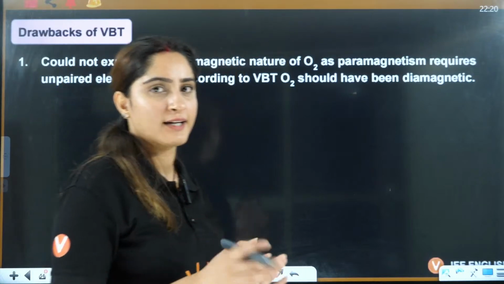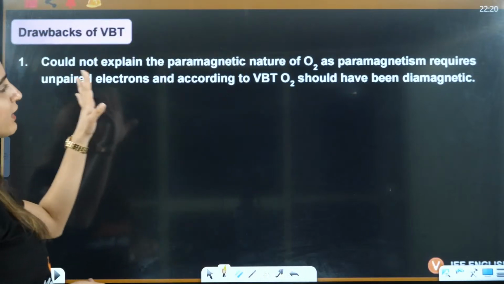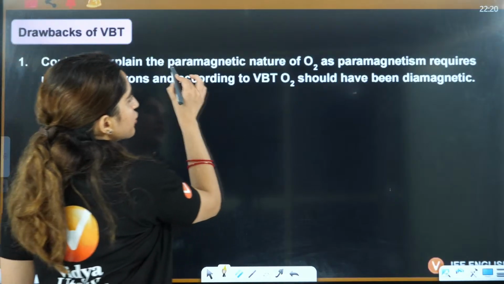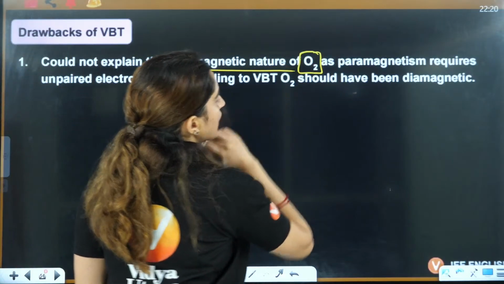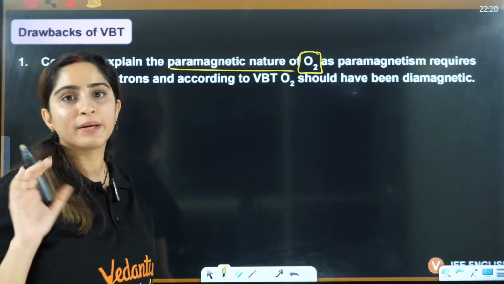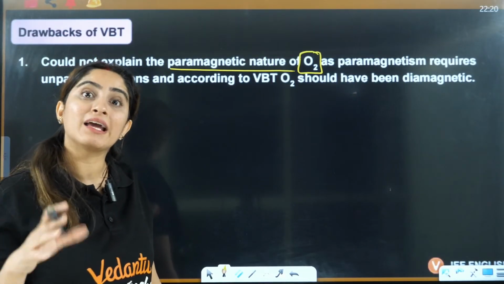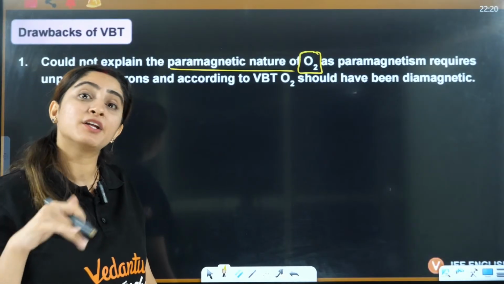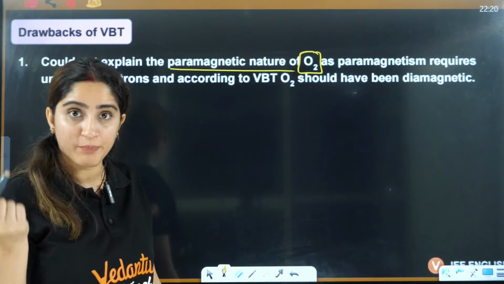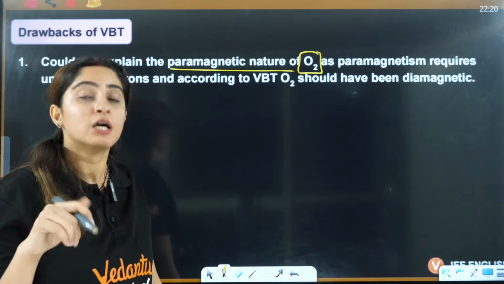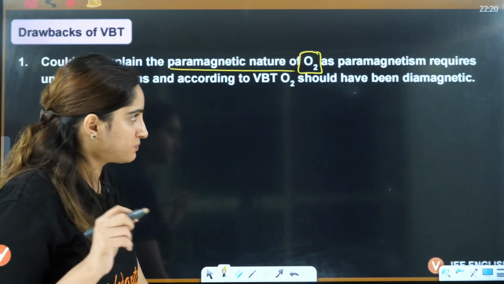Okay, I'll take that. VBT could not explain the paramagnetic nature of O2. So O2 is paramagnetic in nature, right? It was not able to explain why some are paramagnetic, why it is not getting paired up, why O2 is paramagnetic, why there are unpaired electrons, right?